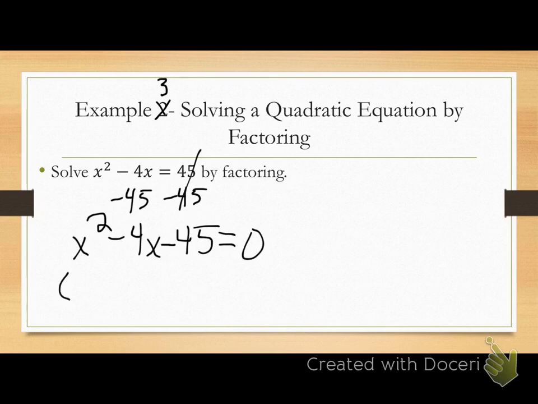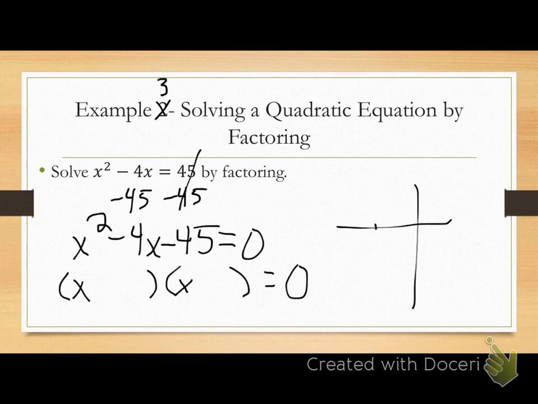So I create my 2 sets of parentheses. What's my variable? X. Everyone okay with that? This is what we were doing before. We did this a while back, like Monday. So I create my t-chart. What's my c value? Negative 45.